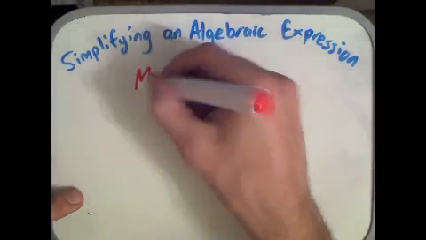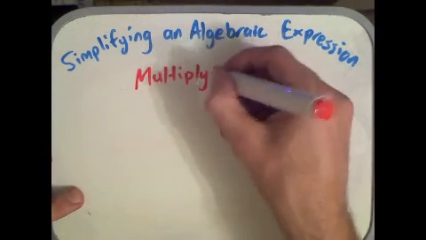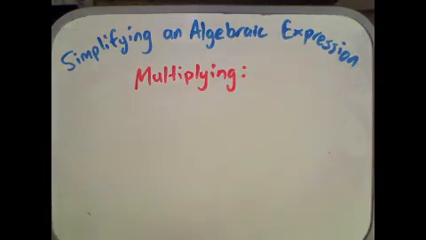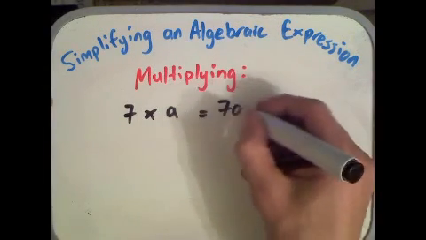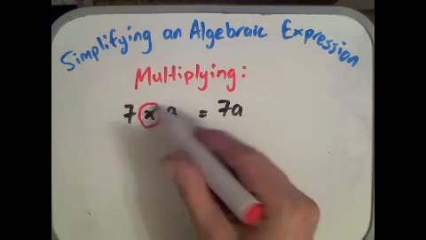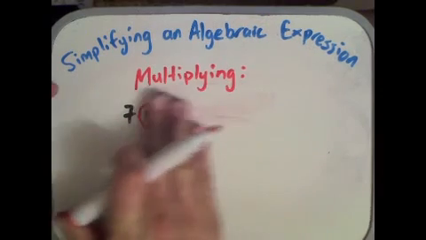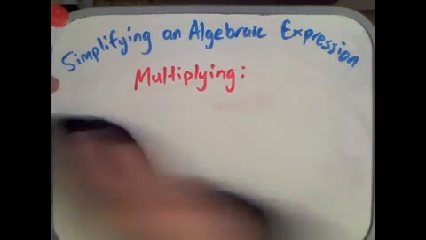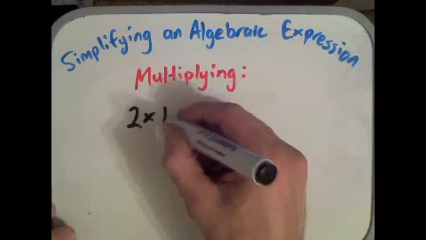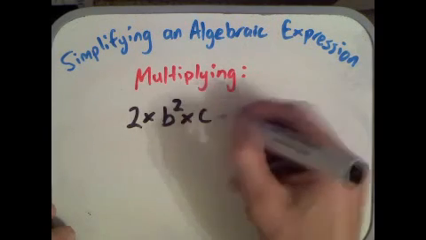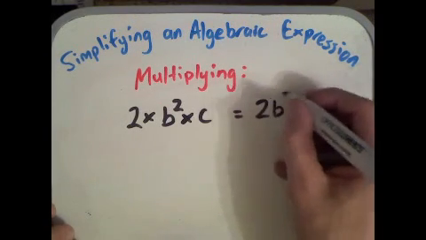Okay, so simplifying an algebraic expression, let's look at multiplication. We'll look at multiplying algebraic expressions. Let's look at 7 times a. Start with something easy. We just simply write it as 7a. We remove that multiplication sign and bring it together. Let's look at another example. Let's look at 2 multiplied by b squared multiplied by c. Again, we remove the multiplication signs, just write 2b squared c.